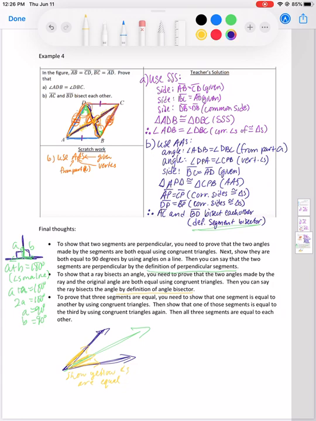Okay, first thought here, second thought here, and third thought here. To prove that three segments are equal, you need to show that one segment is equal to another by using congruent triangles. So let's say we want to say that AB is equal to BC, which is equal to CD. Three segments are equal. First, you want to show that two of the segments are equal. So take the first two or the second two or whatever.